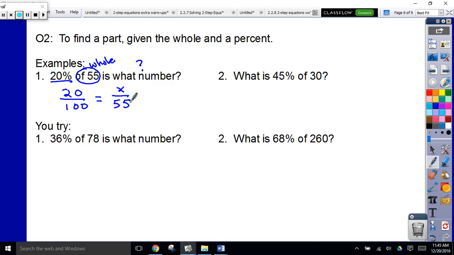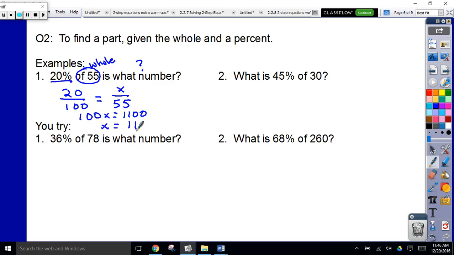I don't think I need to go through all of the stages, also right up here. 100x equals 20 times 55, which is 1100. Dividing both sides by 100, we get x equals 11. So 20% of 55 is 11. And these are the ones that are actually easier to do using an equation, which we'll talk about next time.